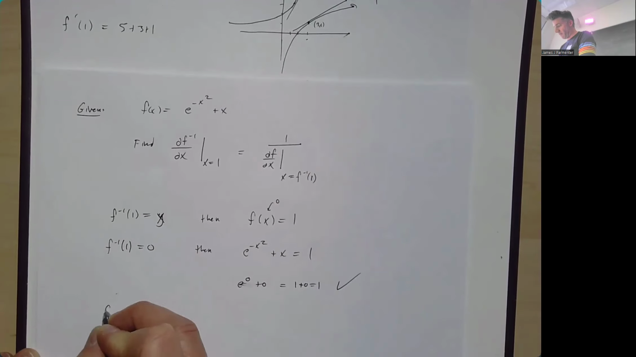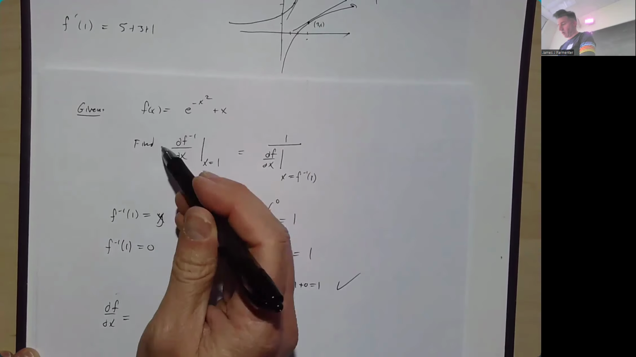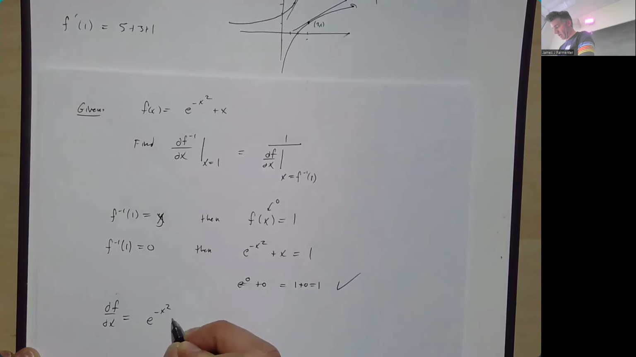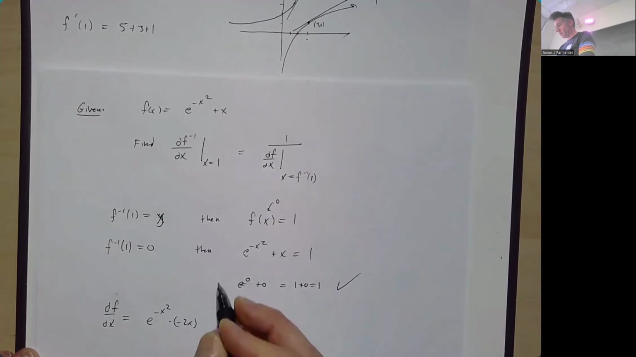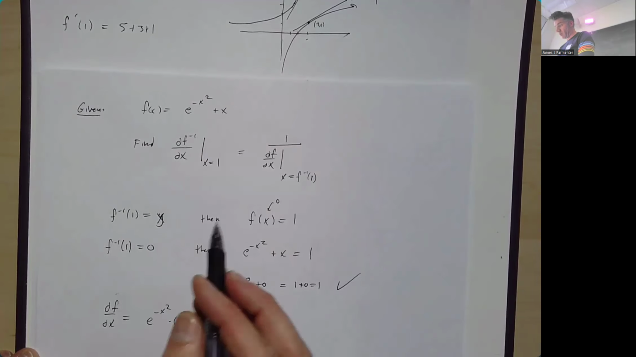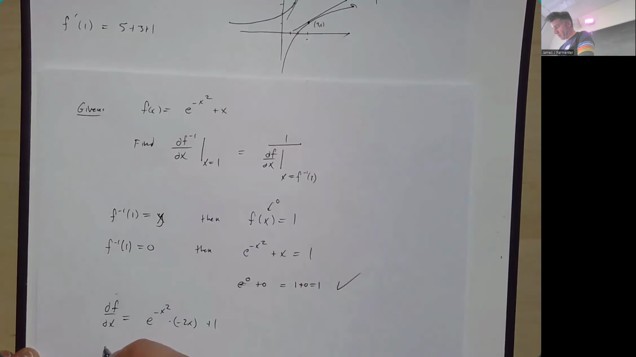The derivative of f, df/dx, is equal to the derivative of e to the negative x squared, which is e to the negative x squared times negative 2x. The derivative of x is just 1. Plugging in 0, df/dx evaluated at x equal to 0 is going to be e to the 0 times 0 plus 1, which is just 1, which is not very exciting, but oh well.